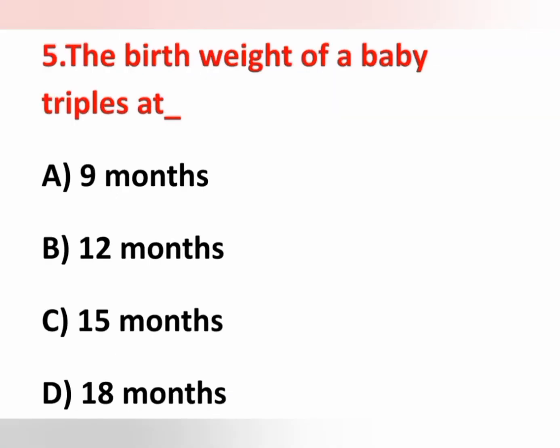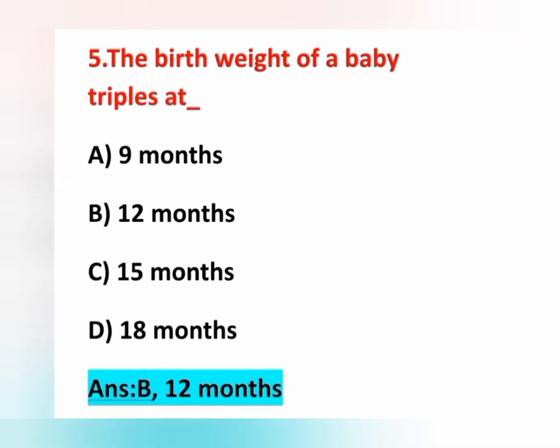Next question, fifth question: the birth weight of baby triples at. Options are option A 9 months, option B 12 months, option C 15 months, option D 18 months. When does the birth weight of a baby triple, that is the question. At birth the weight of a newborn is about 2.5 to 3 kg.